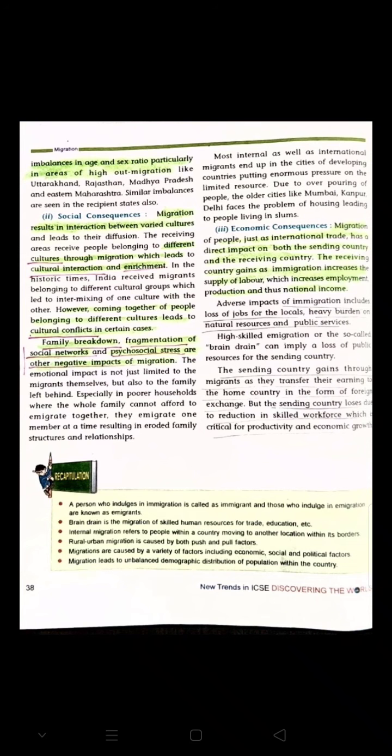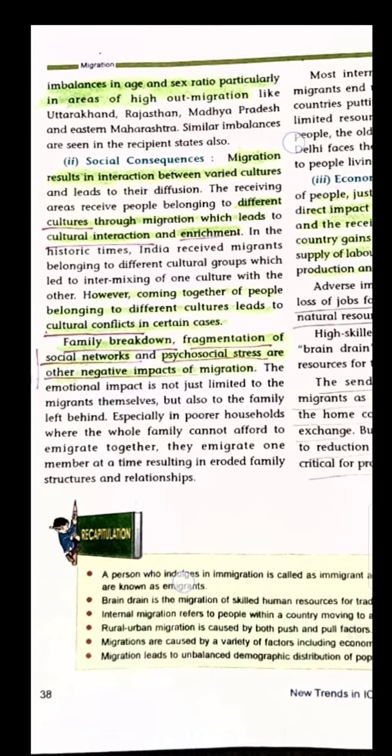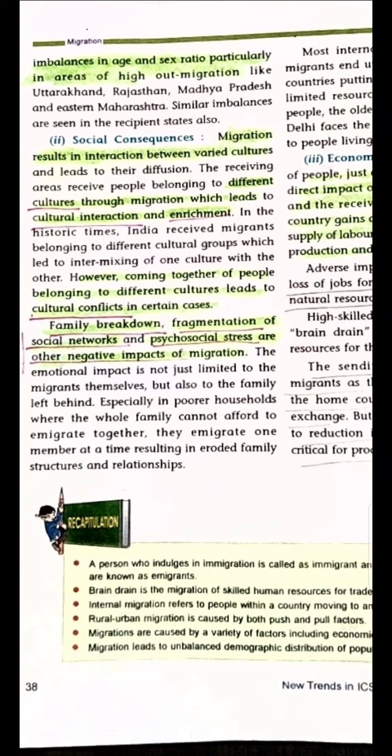Next is analyze social consequence of migration, and for this again turn to page number 38, and under the social consequences, you will find that the main social consequence is when migration results in interaction between varied cultures. You can underline. Now, because of this intermingling of the 2 cultures or various cultures, what is happening? Different cultures through migration leads to cultural interaction and enrichment.